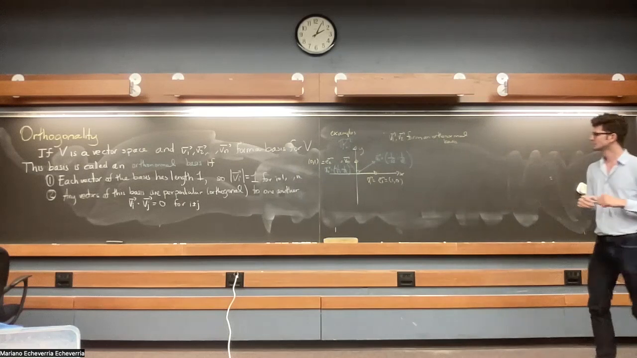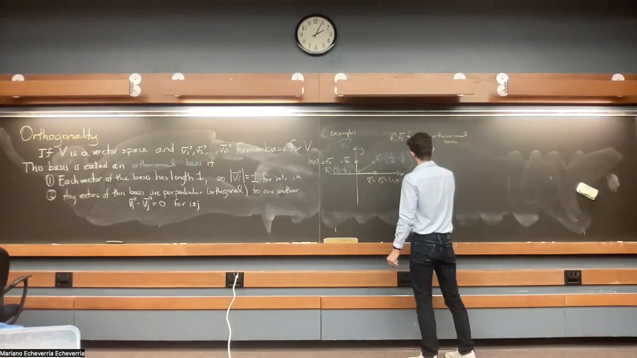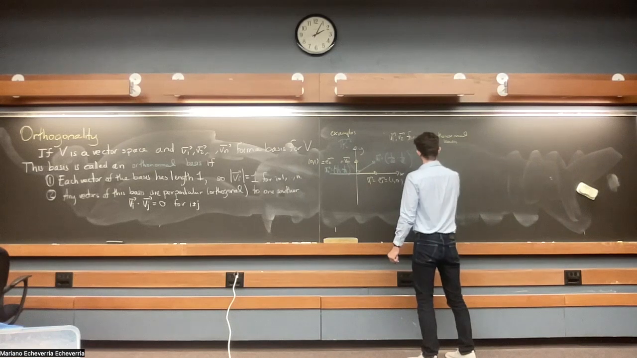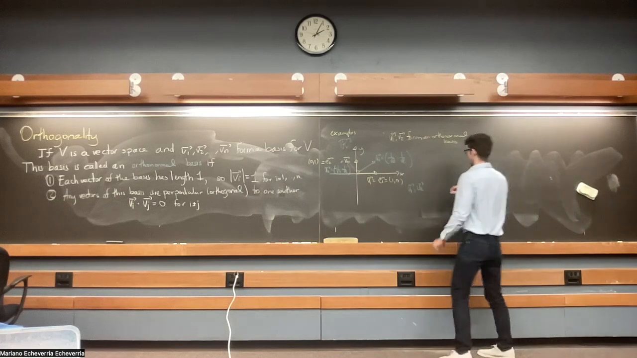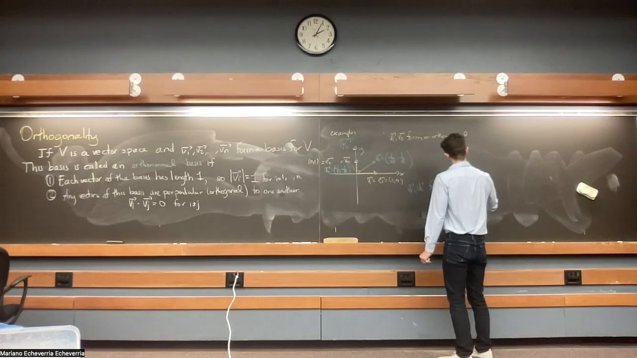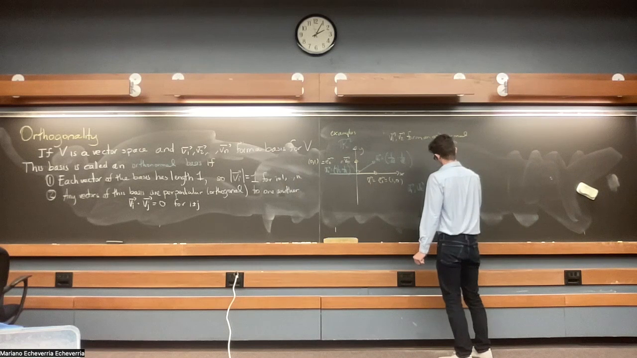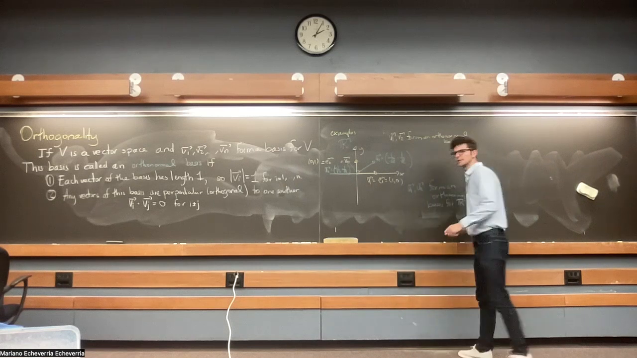So what I'm saying now is that if you look at these blue vectors, U1 and U2, they also form an orthonormal basis for R2. Does that make sense?